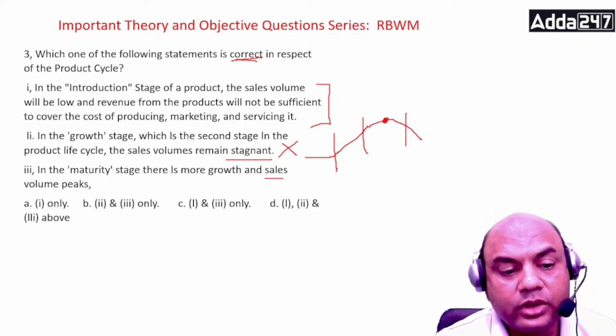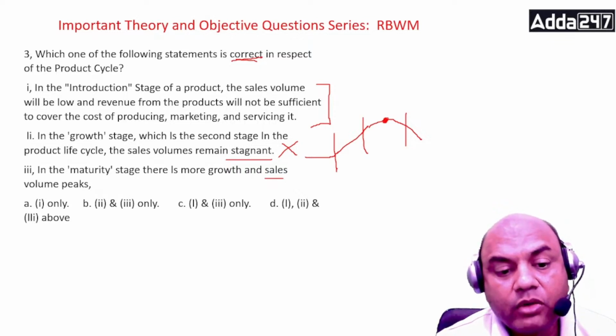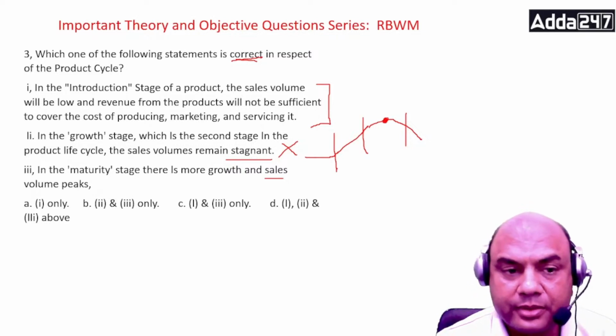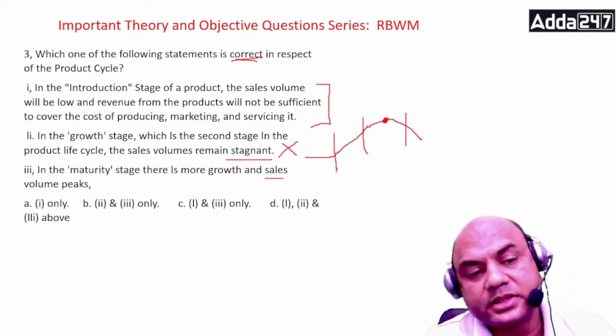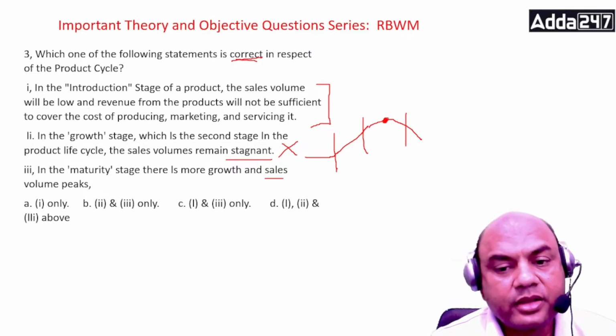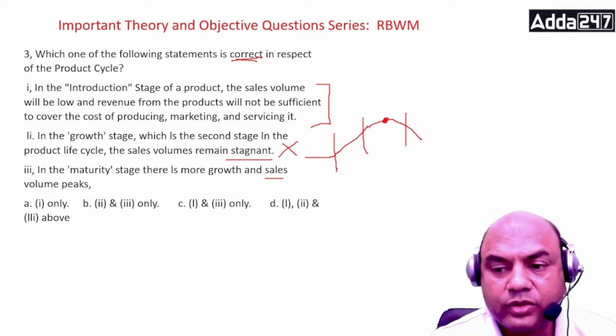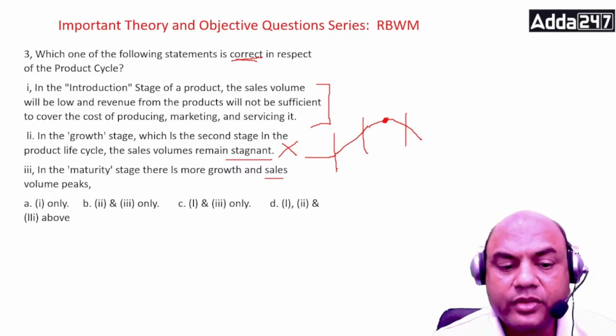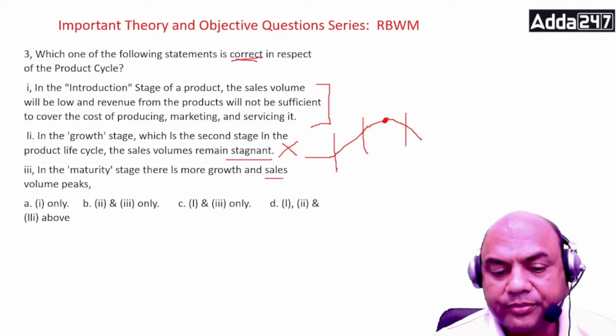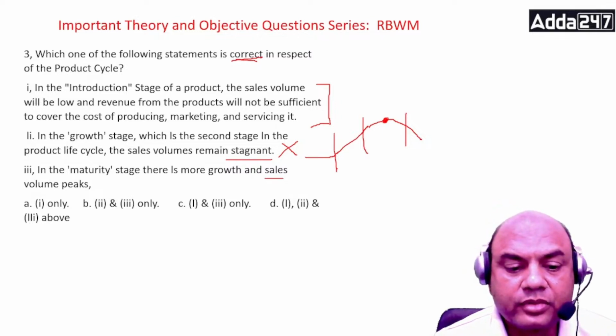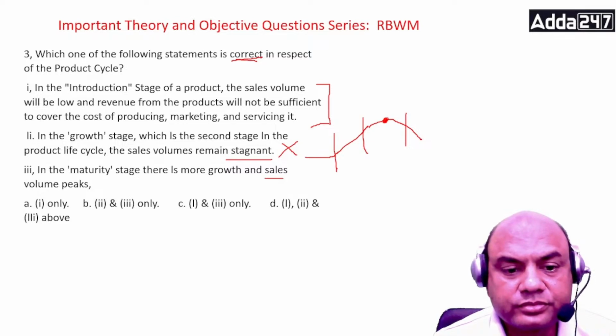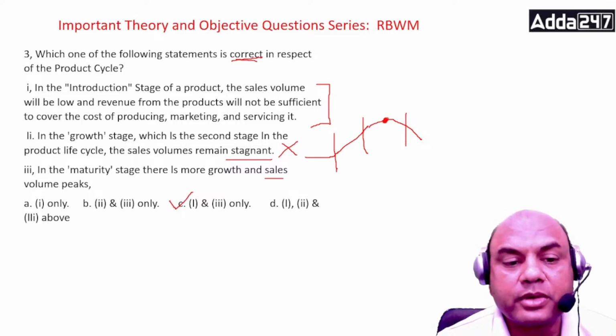Is it 1 only, 2 and 3 only, 1 and 3 only? 1, 2 and 3 above means all of them. So what can be the answer over here? The answer is correct: 1 and 3 only. Got it? So this is the answer C, 1 and 3 only, because both of them are correct.